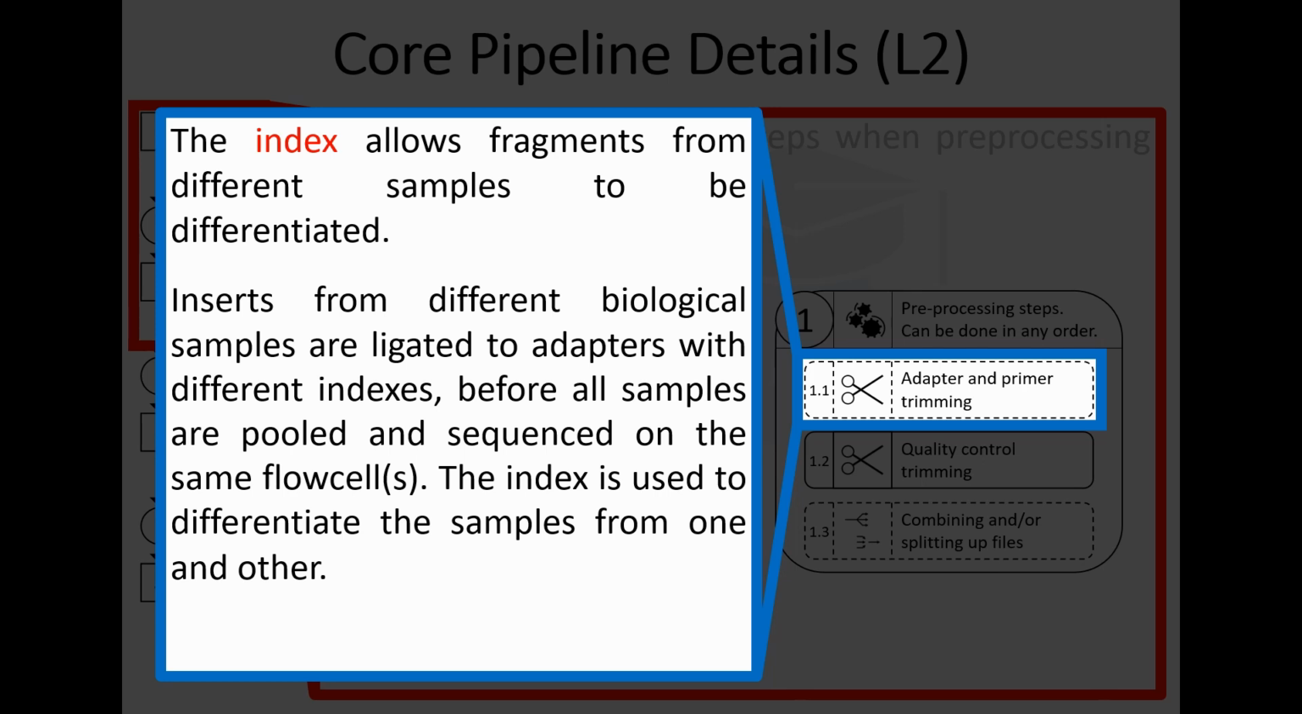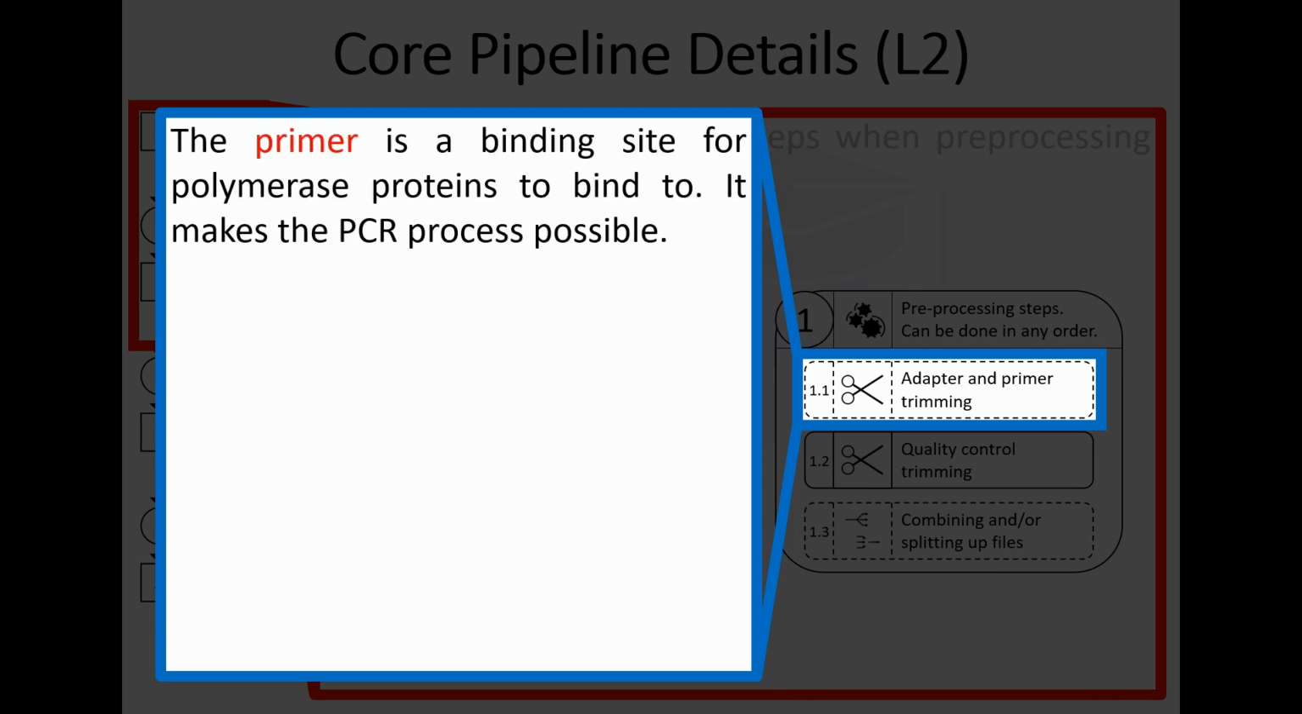The practice of sequencing multiple samples on the same flow cell or flow cells is known as multiplexing. Multiplexing is done for two reasons. One reason is due to budget constraints, when using one flow cell per sample is deemed unnecessary and too costly for insufficient gain. The other reason is to hedge against the risk of individual flow cells behaving abnormally or failing. Finally, the primer is a binding site for polymerase proteins to bind to and makes the PCR process possible.